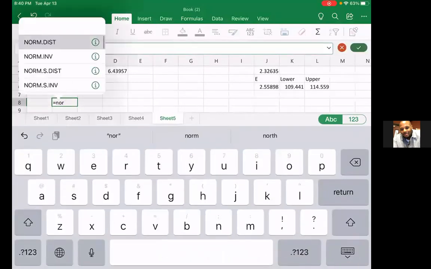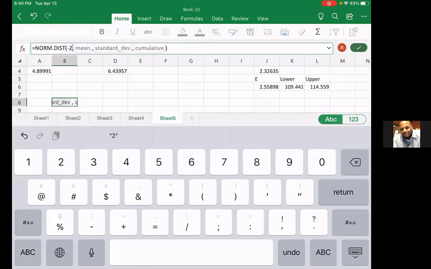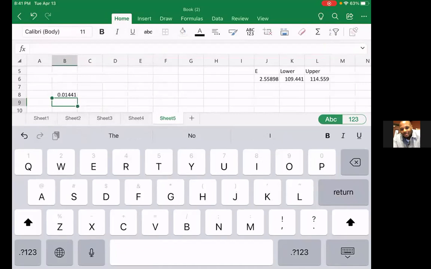equals NORM.DIST. The x value we just calculated was negative 2.186. The mean was 0 because we're on the standard normal. Standard deviation is 1. Cumulative, we're going to set to true. Do that. Here's the p-value I get.